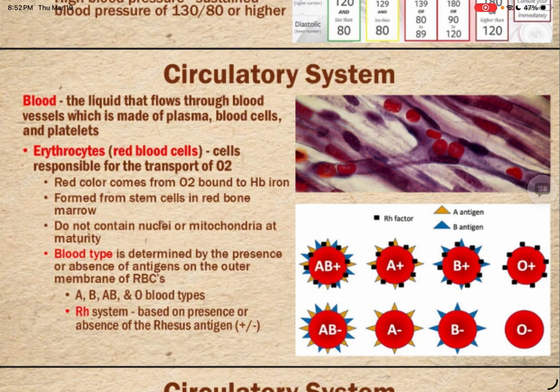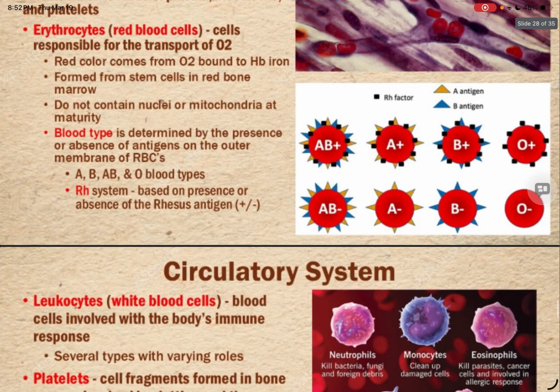They don't contain a nucleus or mitochondria at maturity. And your blood type is determined by the presence or absence of antigens on the outer membrane of your RBCs. So you have your A, B, AB, and O blood types. Your Rh system is based on the presence or absence of the Rh antigen. This gives you your negative or positive, A negative, B negative, and so on and so forth.